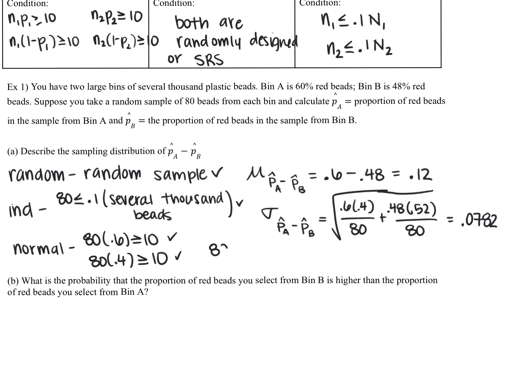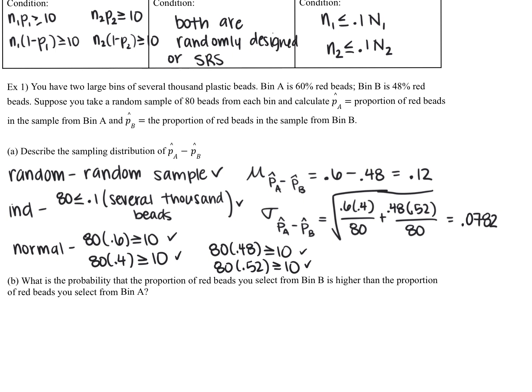And then I have to check that 80 times 0.48 is greater than or equal to 10, and 80 times 0.52 is greater than or equal to 10. And again, because both of these are fairly close to 50%, and 50% of 80 is 40, our distribution is also normal. So we have all three of our conditions. We know our mean and standard deviation.